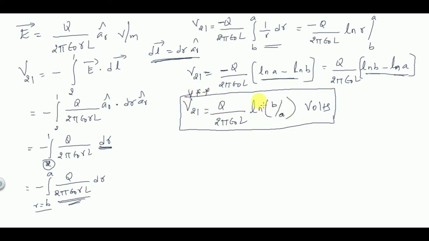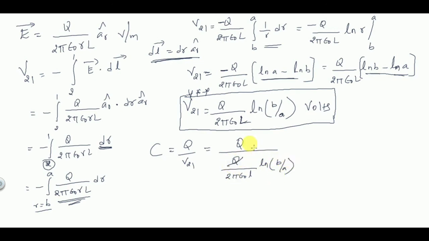So what is b here? b is the outer circle radius, a is the inner circle radius, and L is the length of the cylinder. Once you have V21, we can calculate the capacitance. C is equal to Q by V21, so it will be Q divided by Q by 2 pi epsilon naught L into logarithm of b by a.